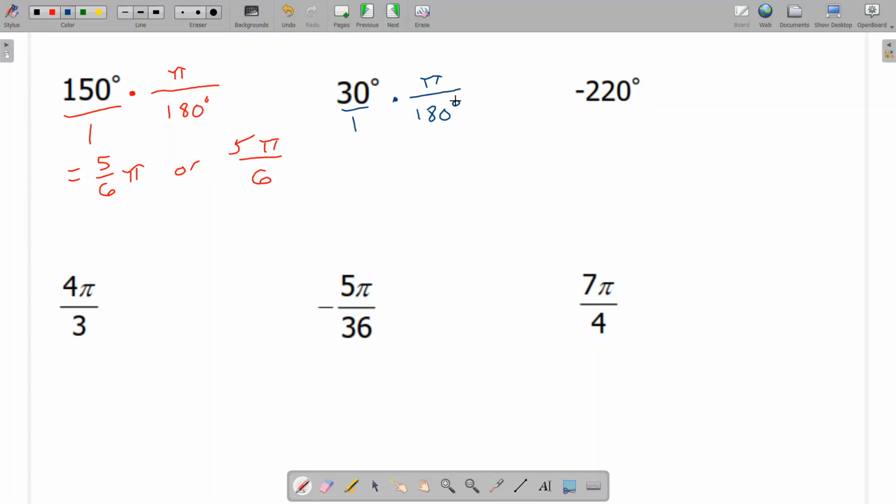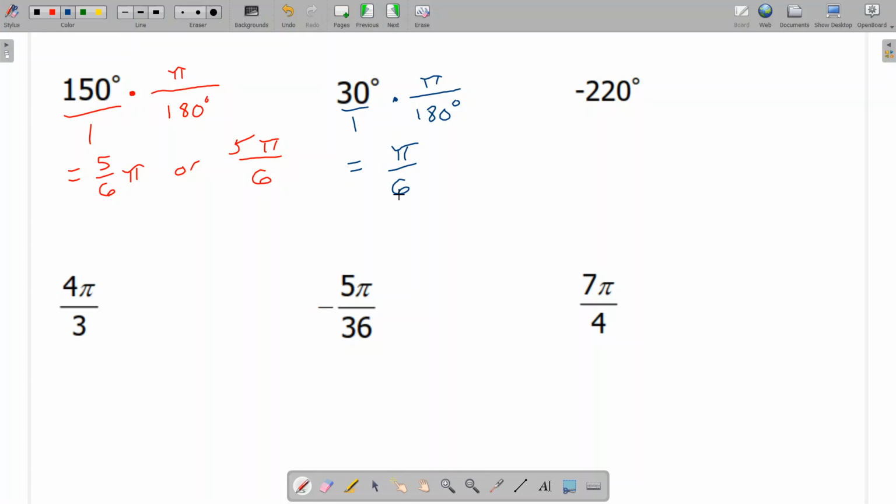Notice I'm not actually writing radians here. What indicates that it's radians is the pi that's actually there. That's what's telling us that we have units in radians. So 30 over 180 would reduce to 1 over 6. So I'm just going to write that as pi over 6.